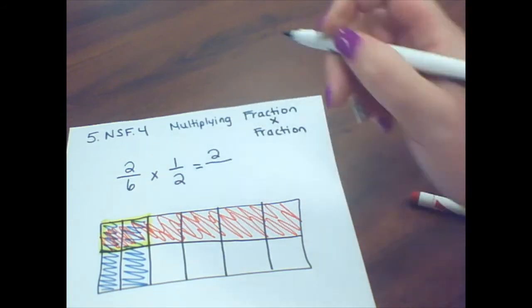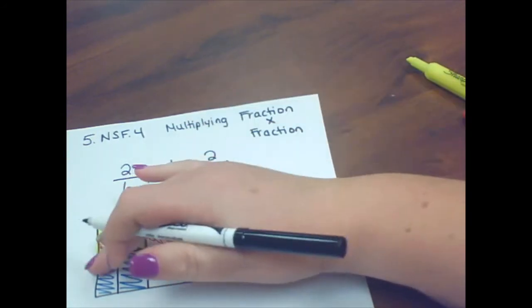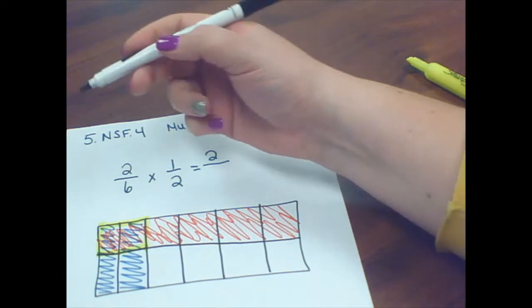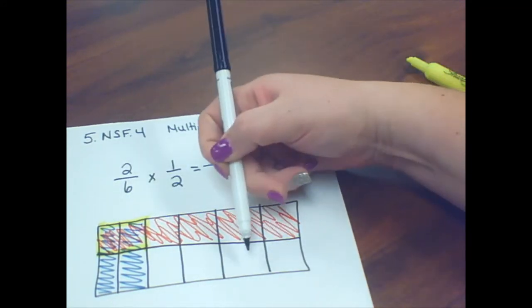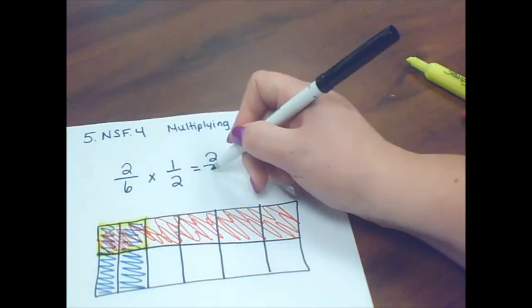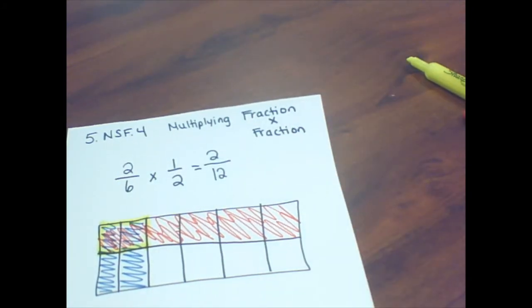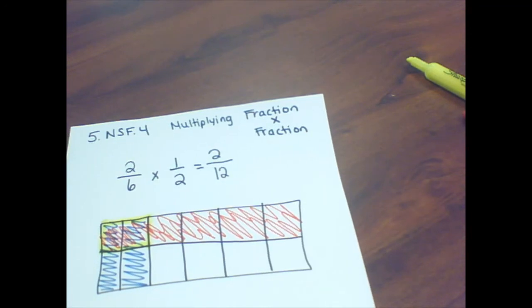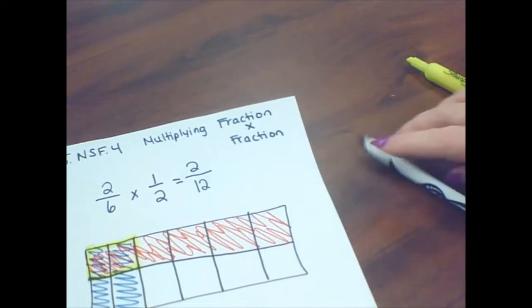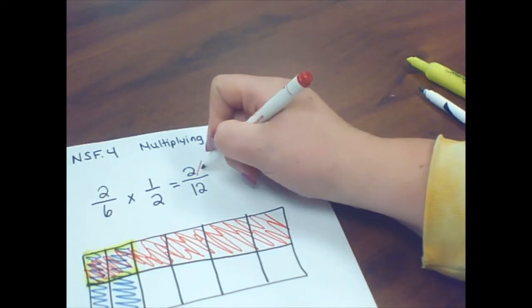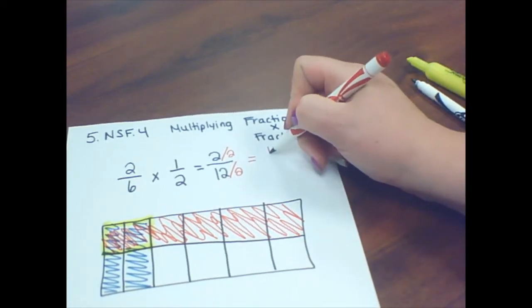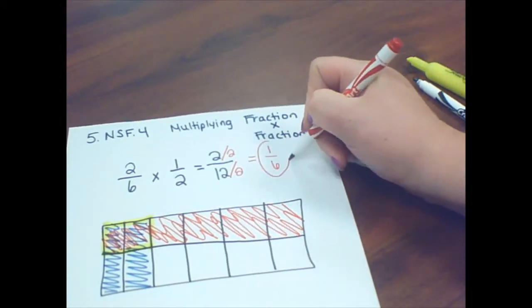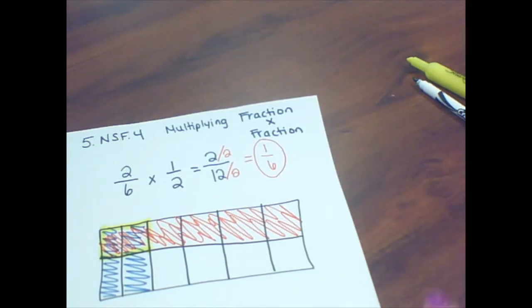That's my numerator. And my denominator is how many total boxes I had in all, which was 1, 2, 3, 4, 5, 6, 7, 8, 9, 10, 11, 12. So my answer would be 2/12. But we know that that's no longer an acceptable answer. And I need to reduce my fraction. So I'm going to divide by 2 and divide by 2. And I end up with 1/6 as my answer. Okay?